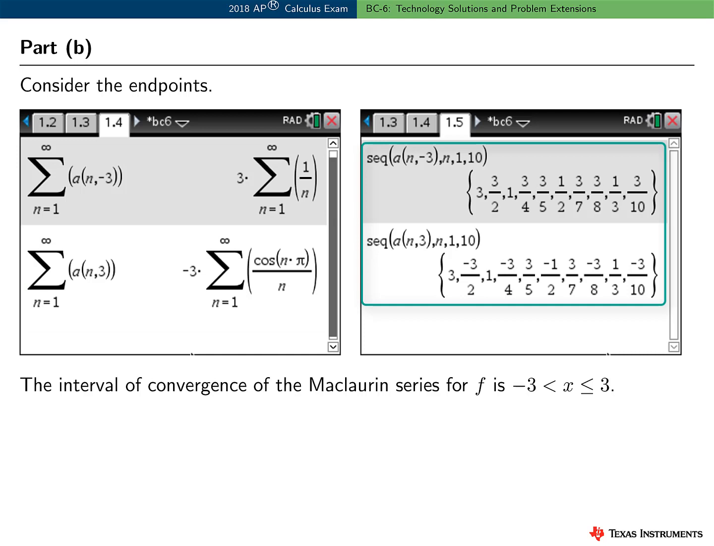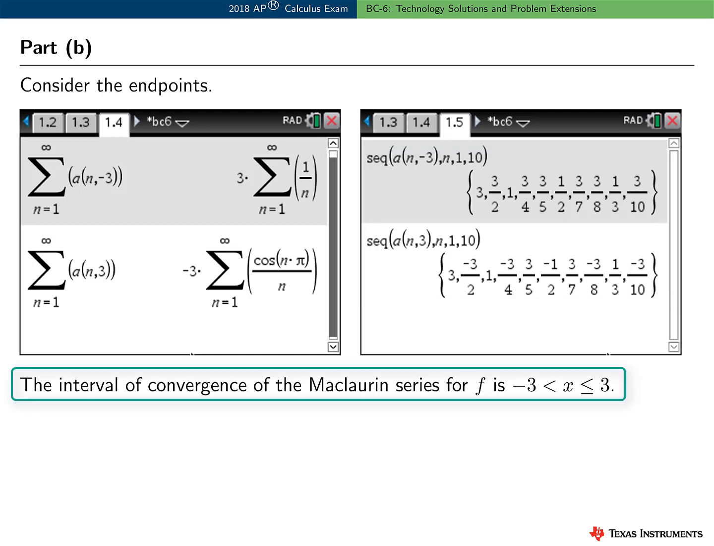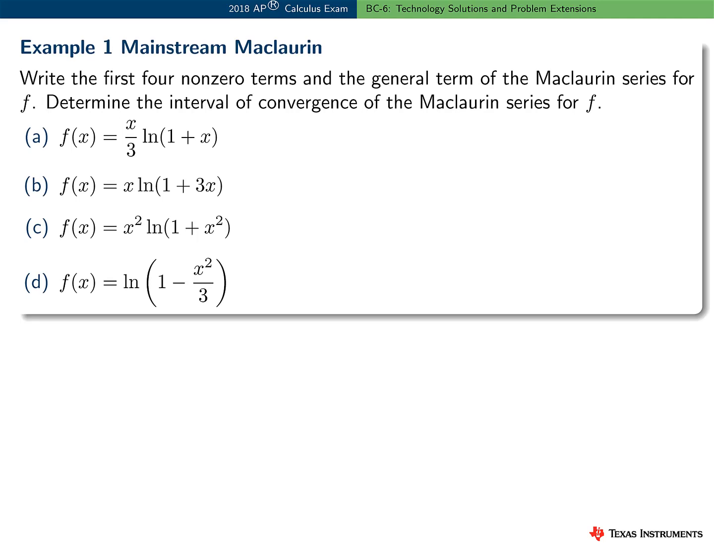And if we really want to see the terms of the series, we can use technology to write a few. This might give us more insight into convergence or divergence, to identify the series, or to compare with a known series. So finally, the interval of convergence of the Maclaurin series is -3 to 3, open at -3, closed at +3. Here are a few problems for you to consider.